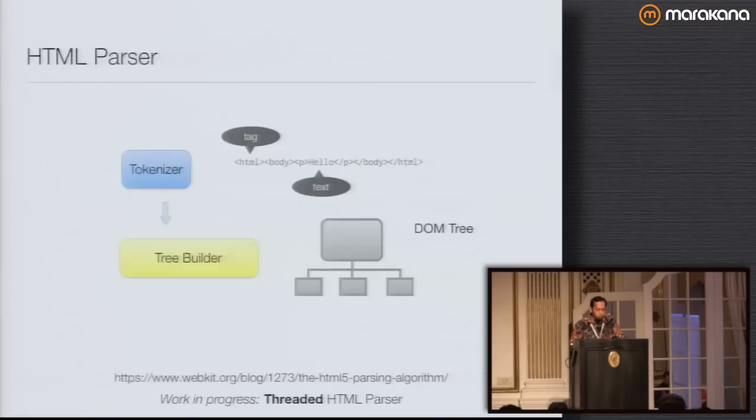So after we recognize all the tokens, the next step is to parse it. The job of the parser here is to build a DOM tree out of your HTML document, and usually this involves a module called tree builder, which is fed by the tokens and then tries to construct the tree.